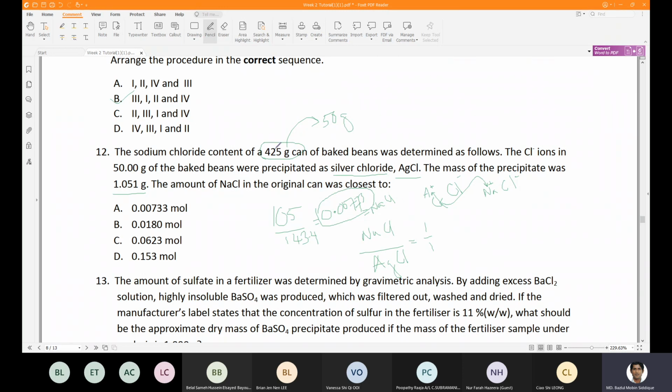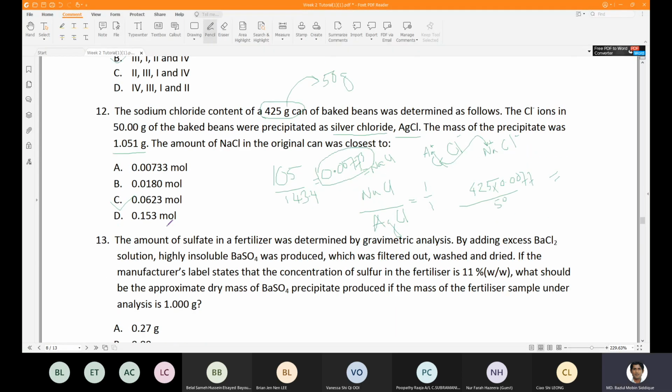So how much will be in 425 grams, right? 425 times 0.0077 moles by 50. So this is how we will find the number of moles of sodium chloride in the solution, 0.0623.